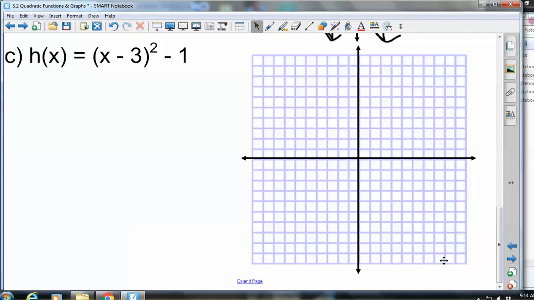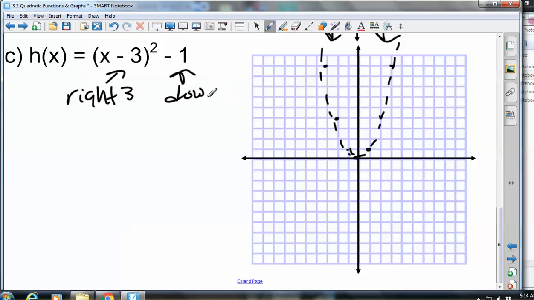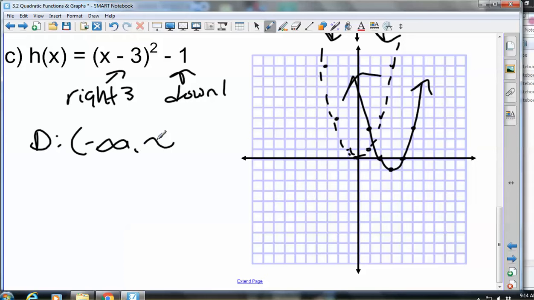Alright, so if we graph our parent function, our parabola, 0, 0, 1, 1, 2, 4. If you want, you could do 3, 9, -3, 9, -2, 4, and -1, 1. So that's your dashed one. What's my transformation on this one? Right, 3, down 1. So, move each point right and down. Domain? All the numbers are negative. Range? -1. The bracket -1.